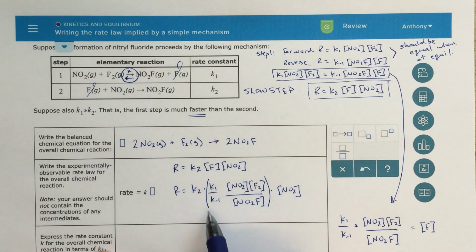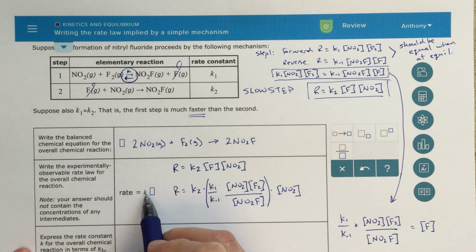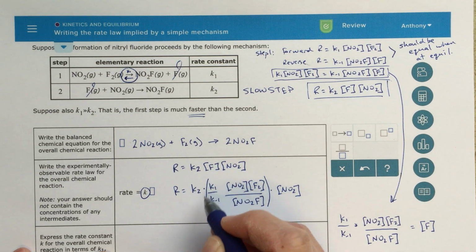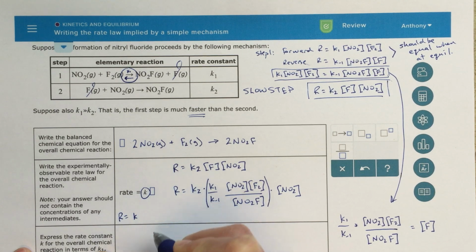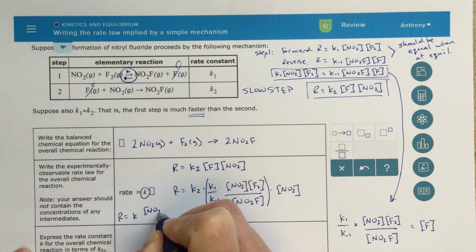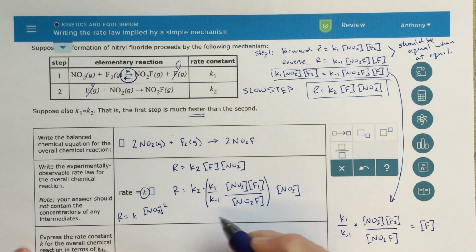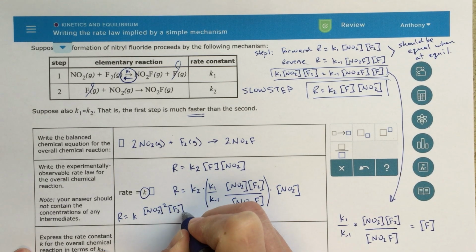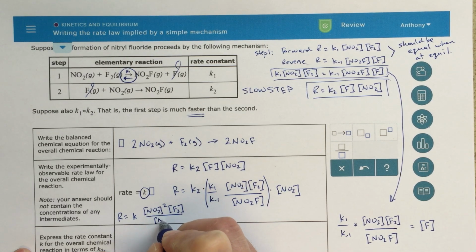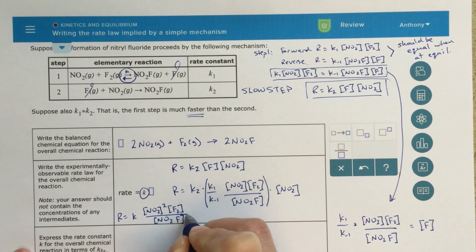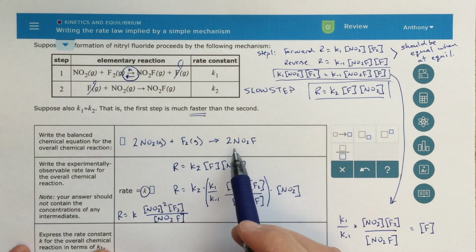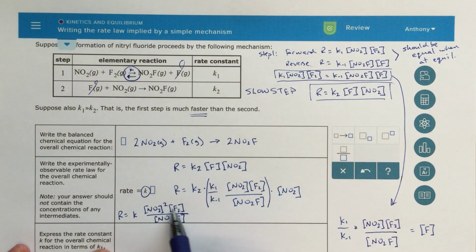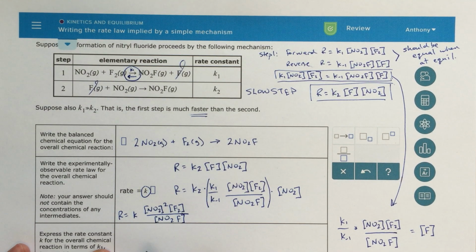So now I can simplify this and group this together. So my R equals K, so remember this is my overall K. I'm going to group all of these together. And then this will end up being R equals K times the concentration of NO2 squared, right? So NO2 times NO2 times the concentration of F2 all over the concentration of NO2F. So now I've got everything in terms of things that show up in my overall reaction, my reactants and my products. So I've got reactants, I've got products, I've got my K here.